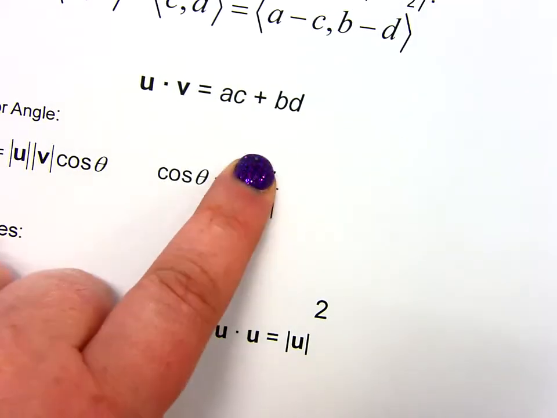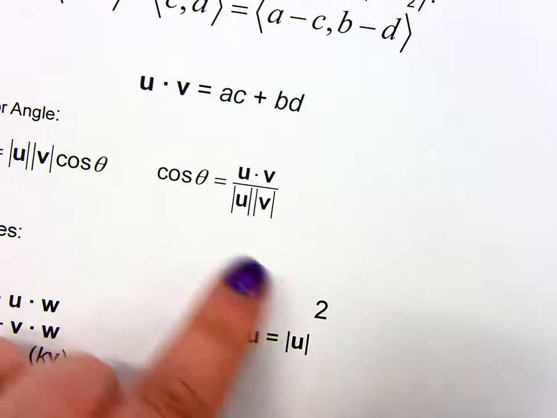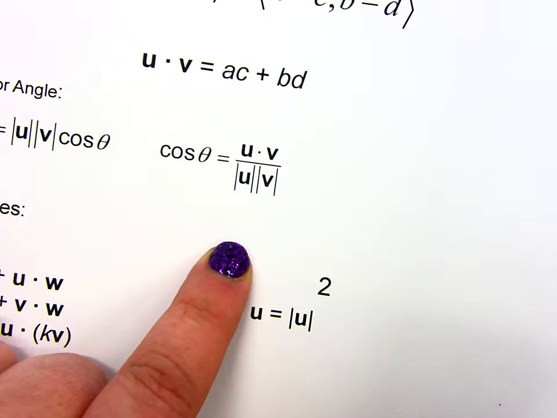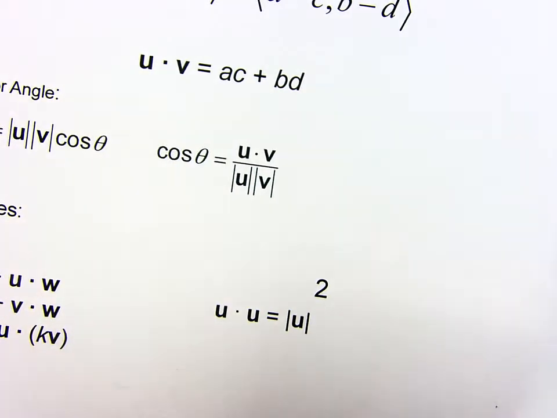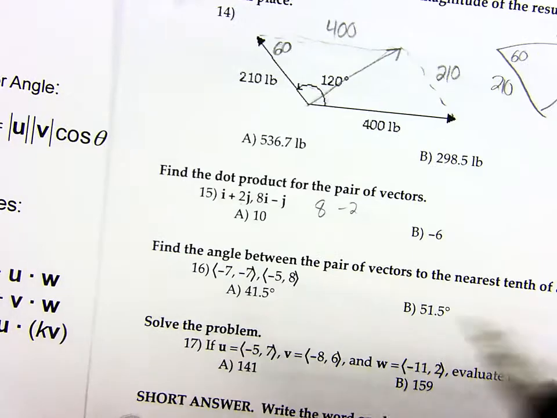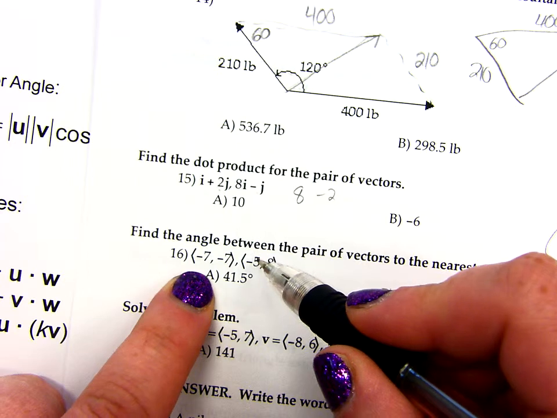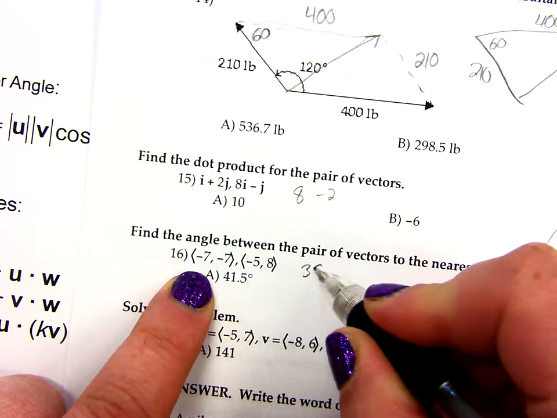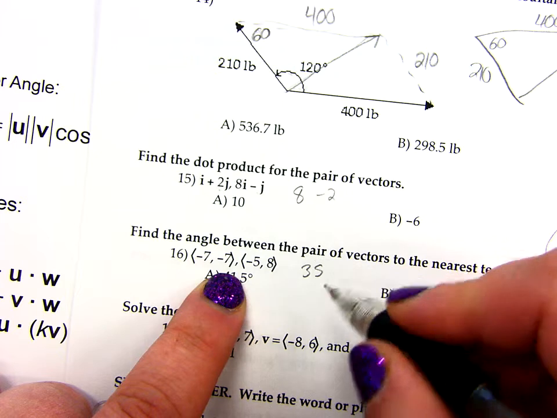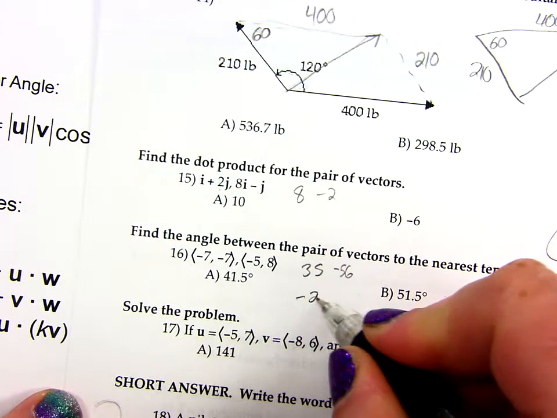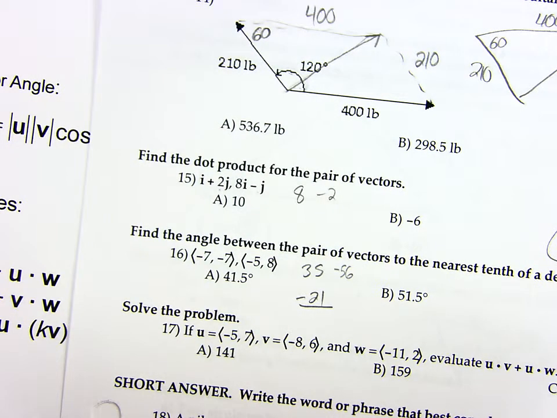So what do I need? I need the dot product, u dot v, divided by the product of the magnitude of each one. So I have some math to do first, okay? First, let's figure out the dot product. So on 16, again, that means multiply your first two numbers together. So that's 35. Multiply your second numbers together, that's -56, and add them together. So 35 and a -56 gets me -21. So there's the top of my fraction.